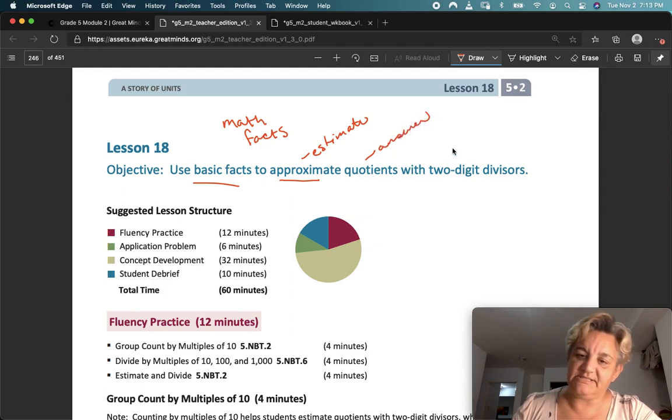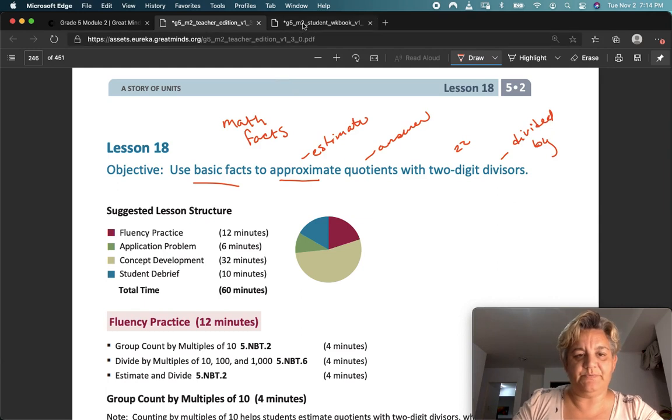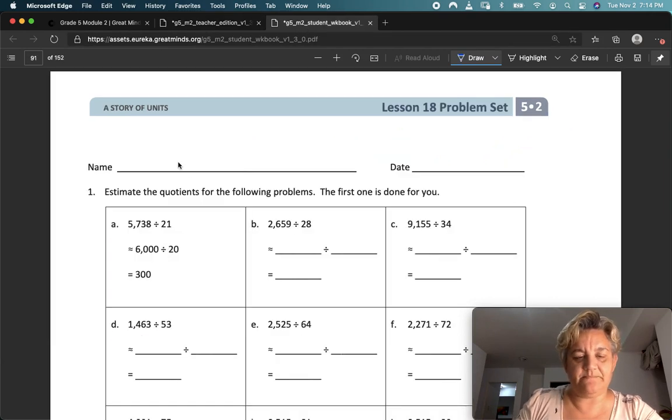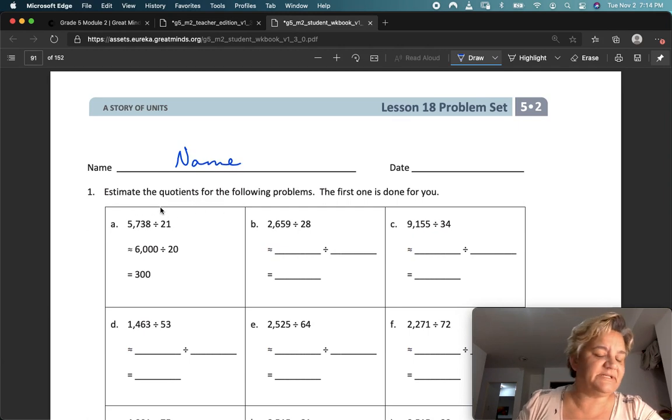And two-digit divisors means that all of our numbers are going to be two digits, and divisors are the things that are being divided, right? So let's go to Lesson 18. Write your name on your paper. And this is very, very similar to yesterday. The numbers are just a little bit bigger.